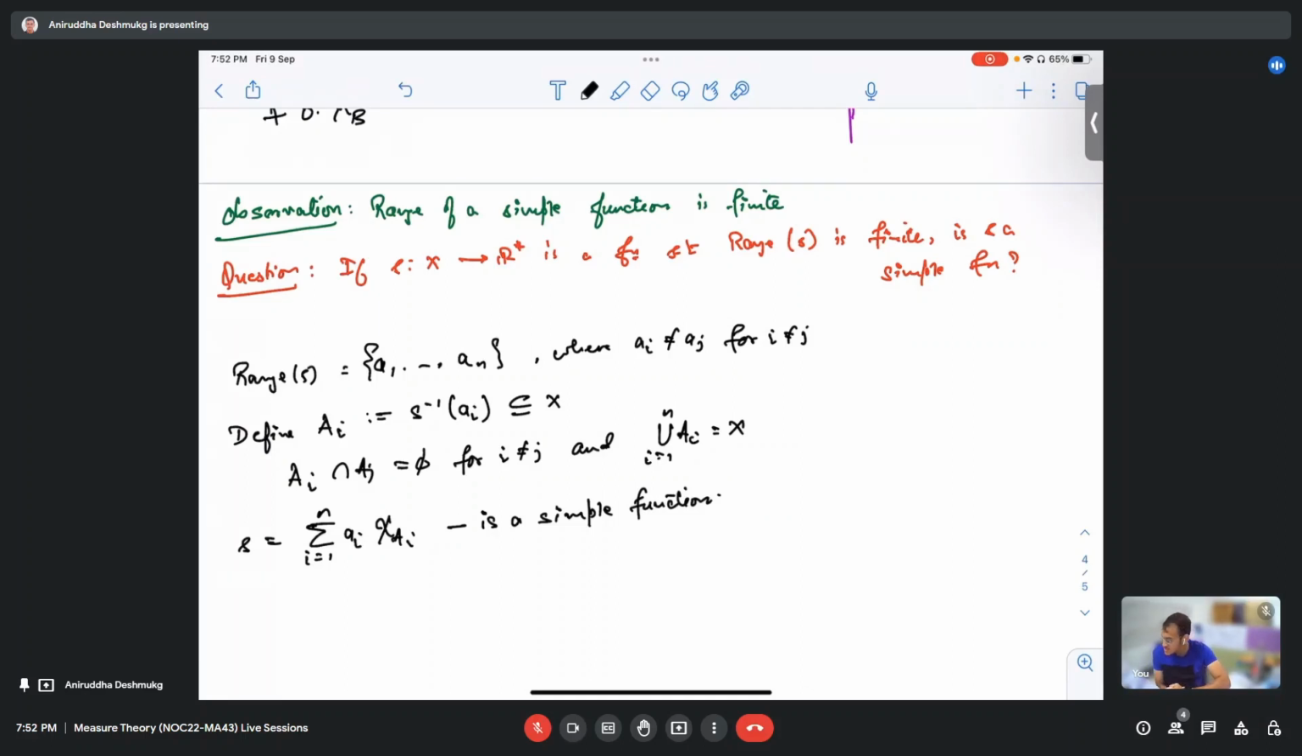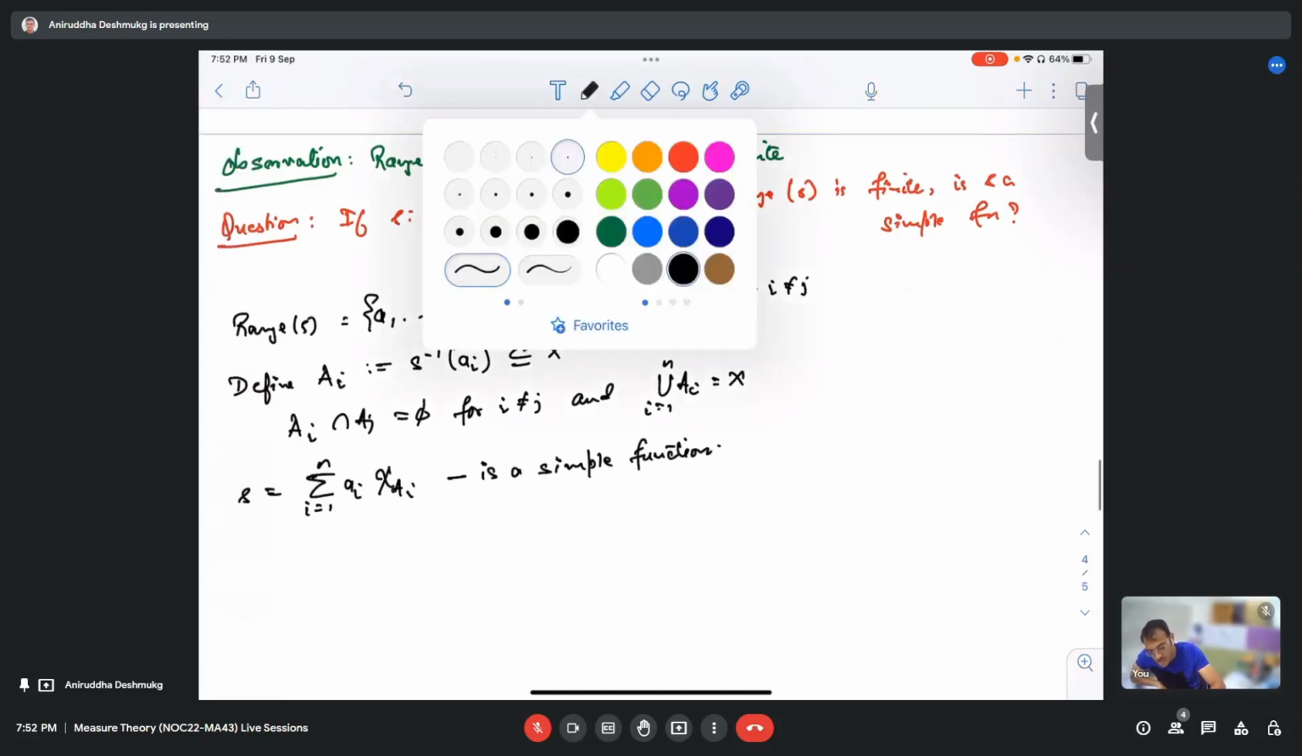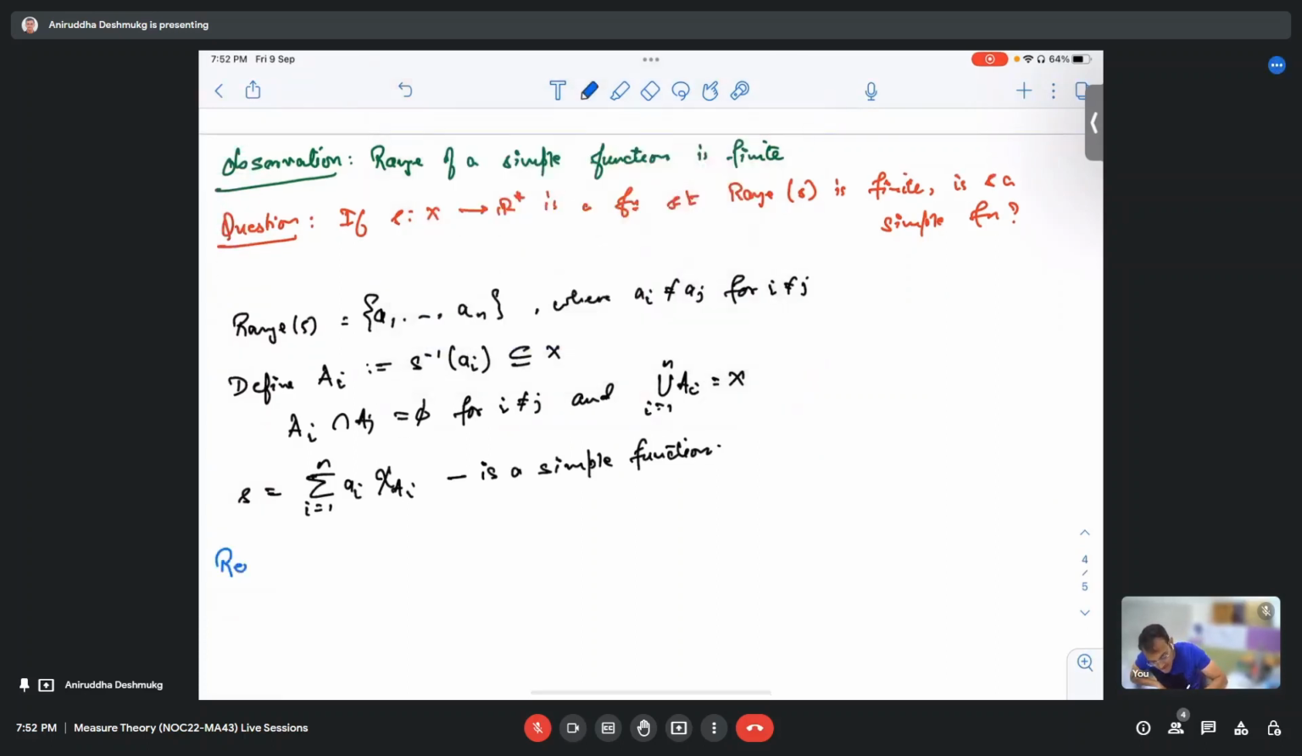So any question in whatever we have done till now? No, sir. Yes. So we have rather proved this result that a function S from X to R star is simple. Taken AI such that their union should be equal to X, and we have constructed it in a way.